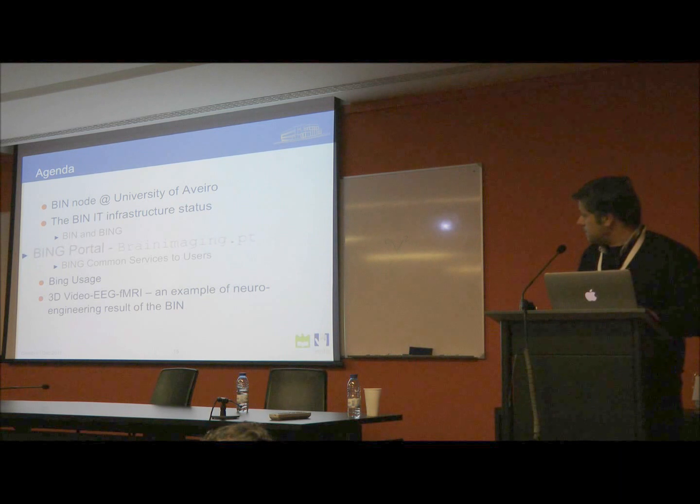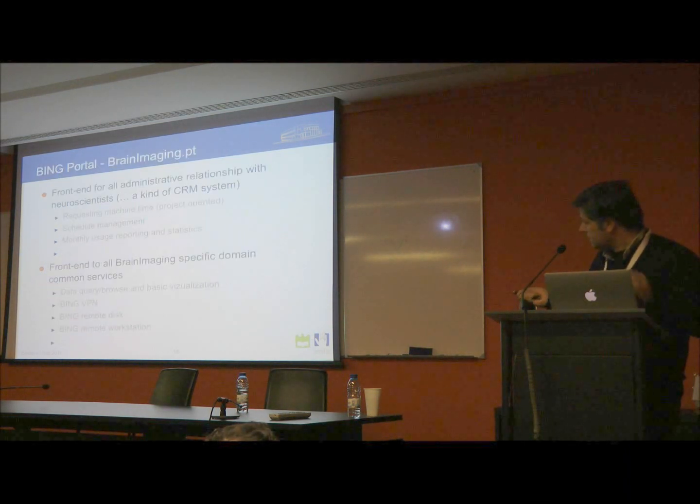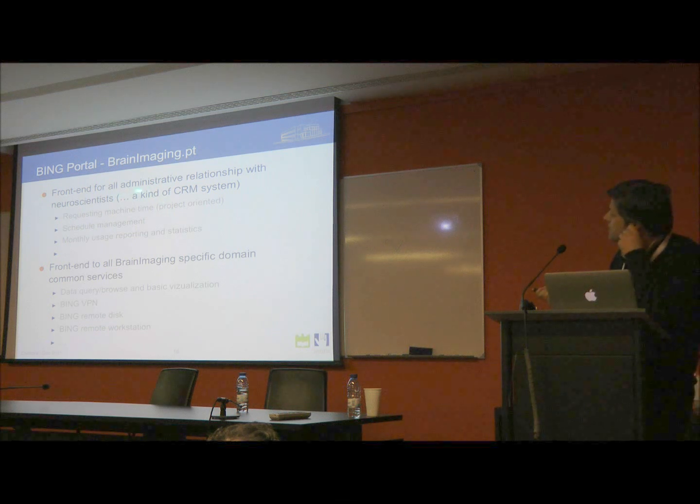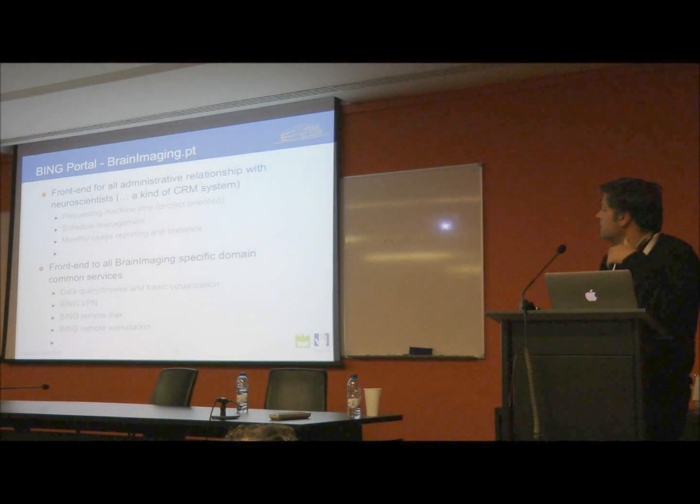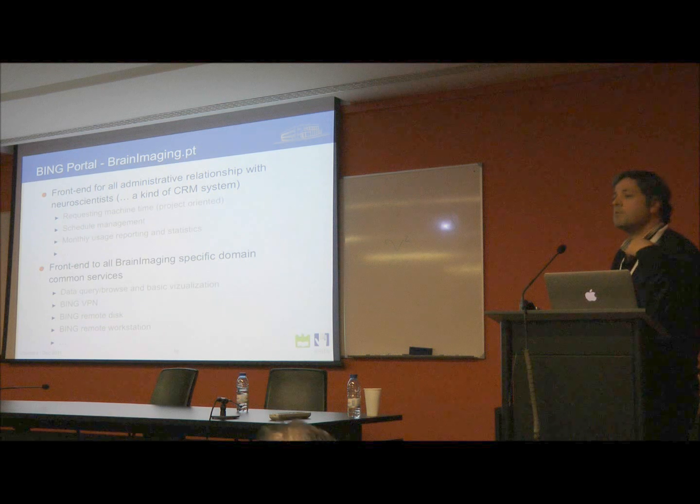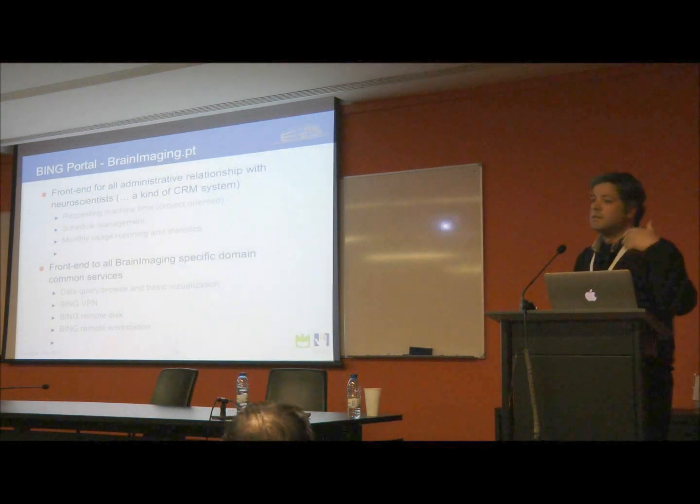Let's go to the portal, just a brief overview of what the portal has to offer. Basically, the portal has access to two main parts of service. From one side, it's a front end for the relationship with neuroscientists. It's a kind of what we call a client relationship management system. So if you are a neuroscientist and you want to apply for a project for time in the machine, you can use the portal.